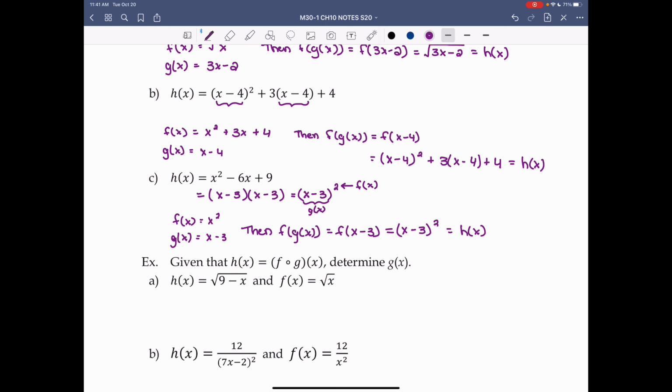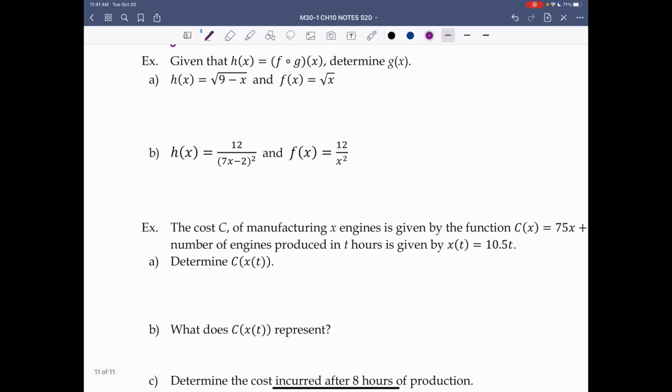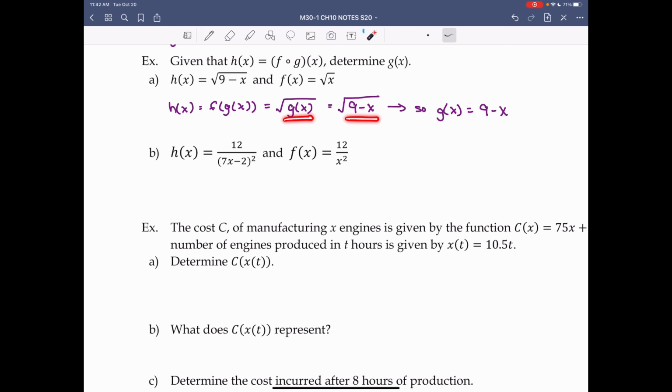Given that h(x) = f(g(x)), determine g(x). h(x) = √(9 - x), and f(x) = √x. h(x) = f(g(x)), which equals the square root, and then g(x) inside f(x). So the square root of g(x), and h(x) is the square root of 9 - x, which means that g(x) would have to equal 9 - x, because we replaced g(x) here with 9 - x to get h(x).